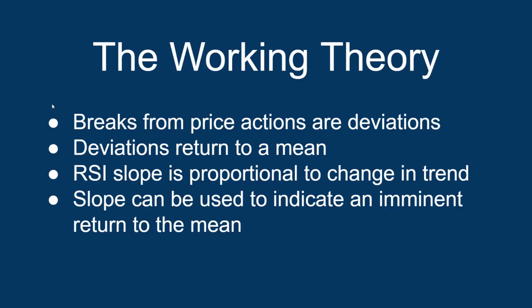So the basic working theory behind RSI is that it indicates when there are deviations or breaks of price action from what has been the normal range. If you're trading between $10 and $12 and suddenly you get a spike up to $18, that's abnormal. That's a deviation, and it's going to be reflected on your RSI by a big spike up into overbought territory.